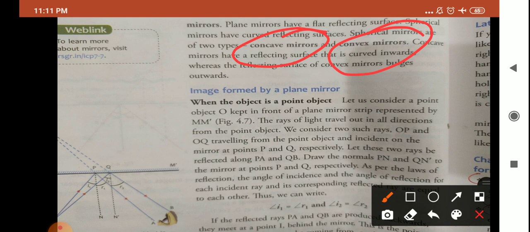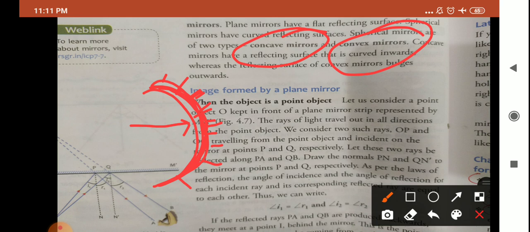As the name suggests, concave, just like a cave. So suppose this is a concave mirror. In a concave mirror, what happens? The outer side where I have made these lines is painted, or you can say polished or coated, and the inner curved surface acts as the reflecting surface.